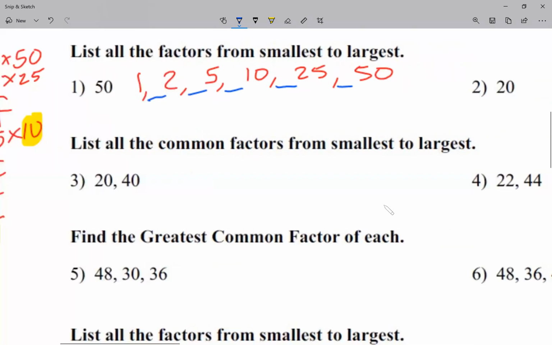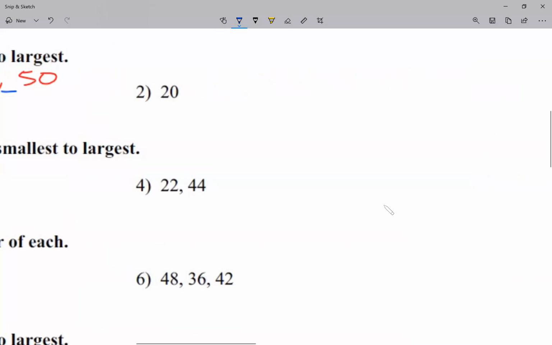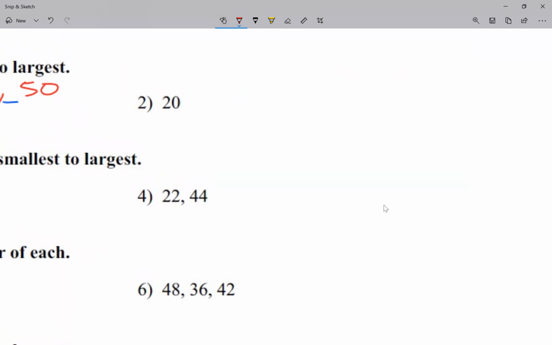Let's take a look at question number 2. I want to find all the possible factors of 20. So I start with my number 1, and I remember my list: I'm going to go 1, 2, 3, 4, as far as I need to go. And I can do 1 times 20.